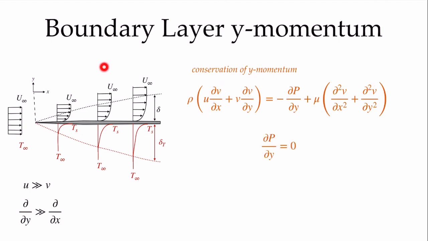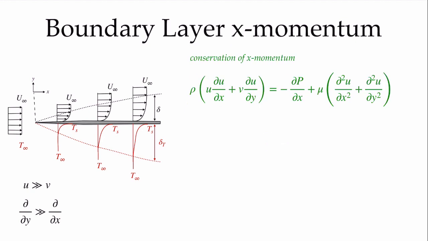There is no pressure gradient normal to my plate, normal to my surface, in a boundary layer flow. We'll use that to great effect further in the video.